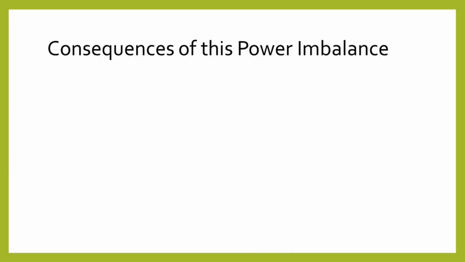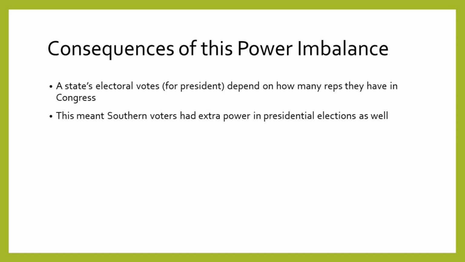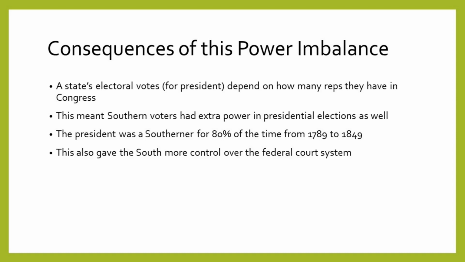And the thing to remember here is that the number of electoral votes a state gets in the presidential election is based on the number of representatives that state has in Congress. So this compromise also meant that southern voters had extra power in determining the president. That's part of why, in the first 60 years of the Union, the president was from the South about 80% of the time. On top of that, the president gets to nominate Supreme Court justices, so this compromise also gave Southern interests more influence over the courts as well.